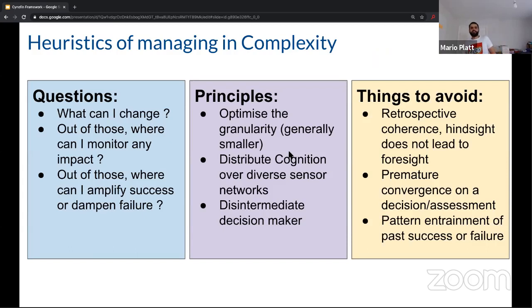Right. So in terms of heuristics of managing in complexity, there are three sets of three, right? That things that we can do in complexity.